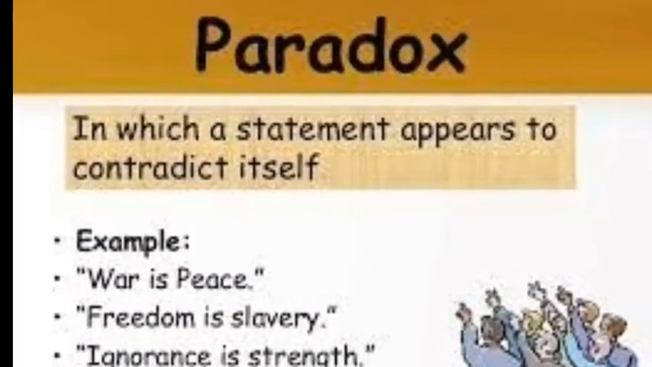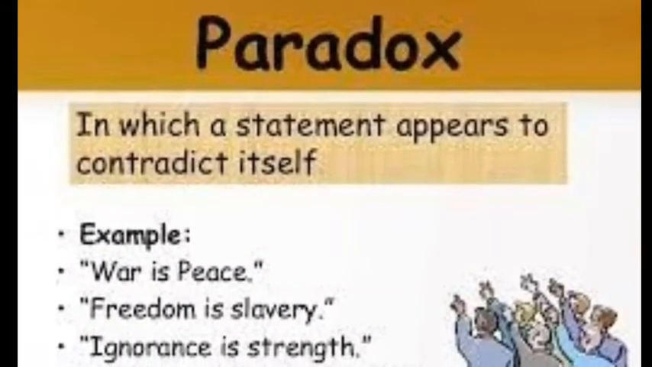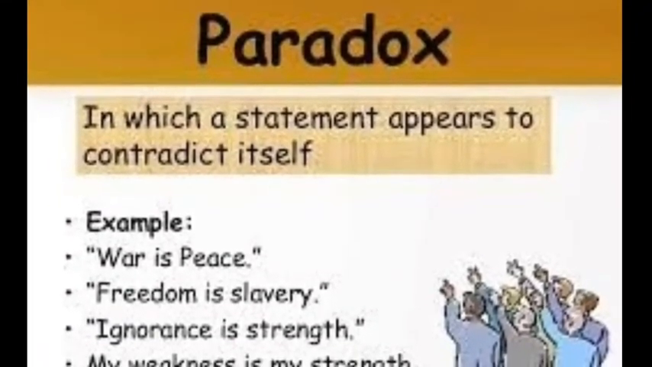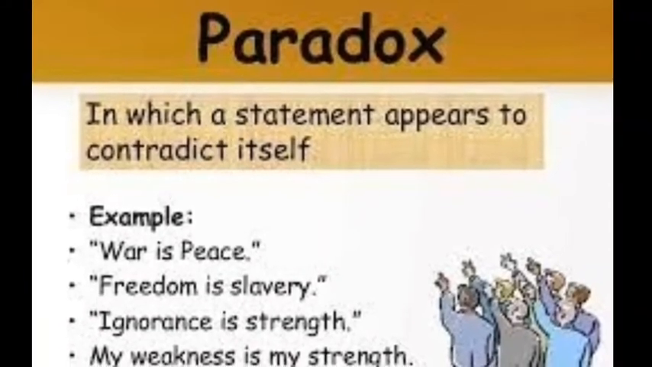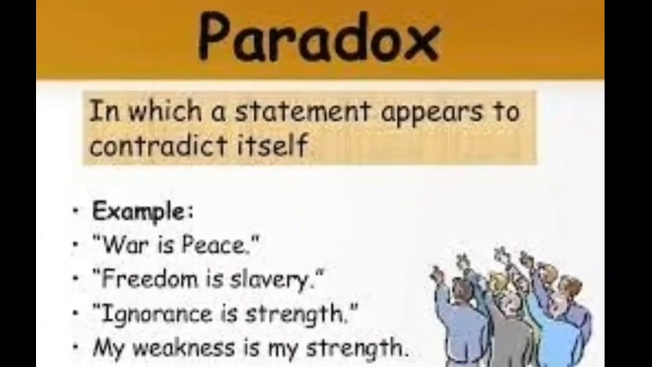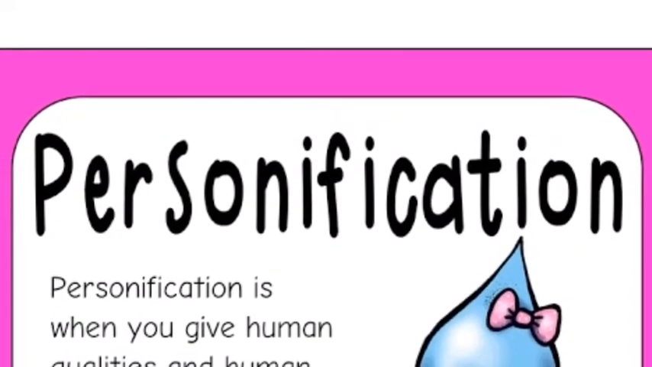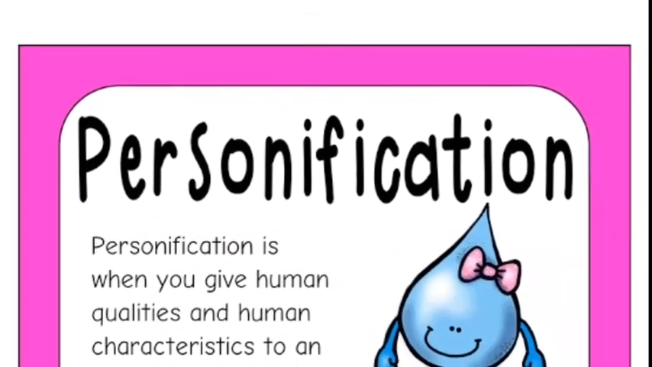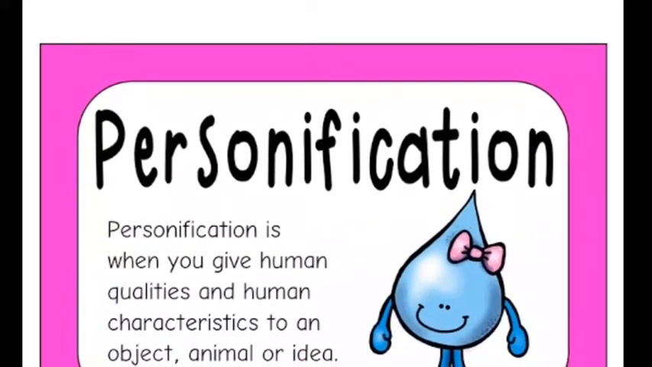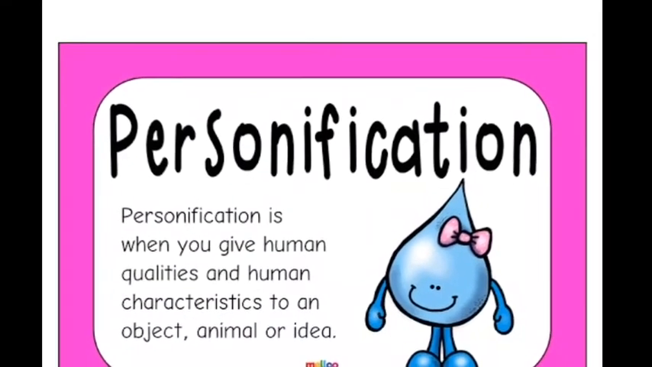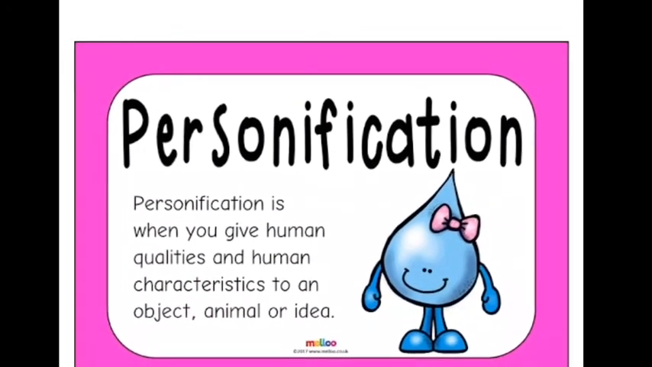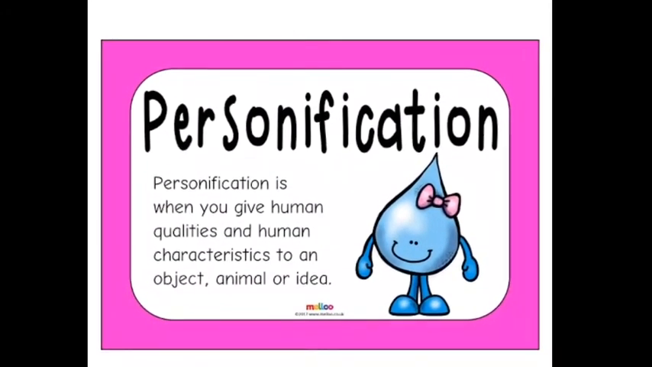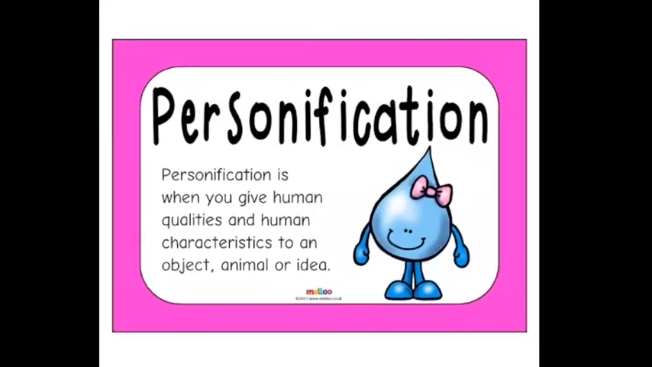15. Paradox, a statement that appears to contradict itself. Example: this is the beginning of the end, said A, forever the pessimist. 16. Personification, a figure of speech in which an inanimate object or abstraction is endowed with human qualities or abilities. Example: that kitchen knife will take a bite out of your hand if you don't handle it safely.